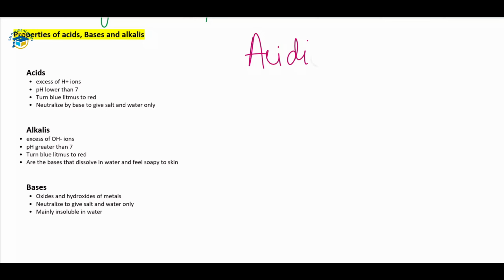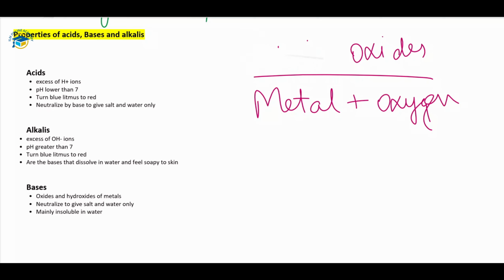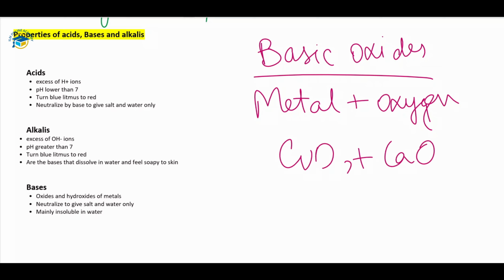Previously we have heard about the amphoteric substances and also the amphoteric oxides, in which oxygen is present. When a metal combines with oxygen, so metal plus oxygen, it forms the basic oxide. Examples of this are copper oxide and calcium oxide. So these are examples of the basic oxide.